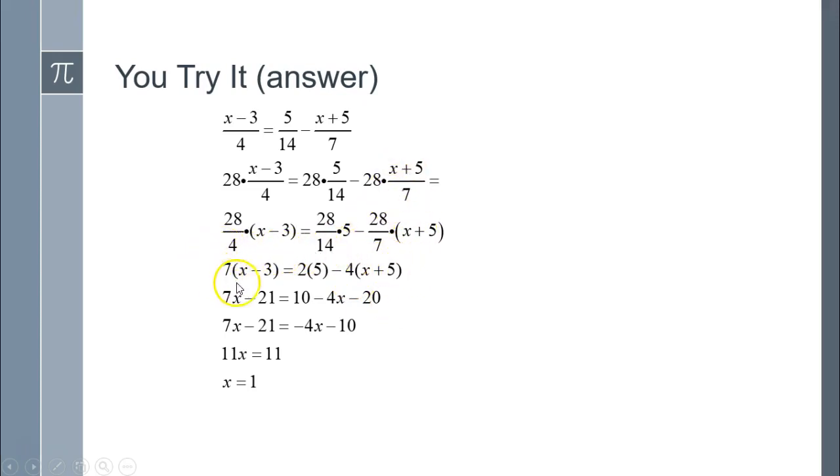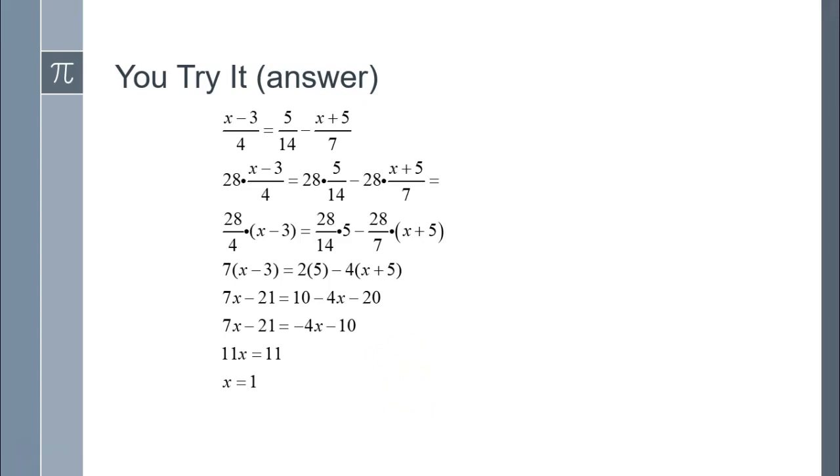Now this is my new problem to work with. It looks much easier because there's no fractions. I distribute the 7. 2 times 5 is 10. I distribute the negative 4, and I get a negative 4x minus 20. 7x minus 21 equals negative 4x minus 10. 11x is 11, and x is 1. So that's how you solve that one. Hopefully if you made a mistake, you found it.